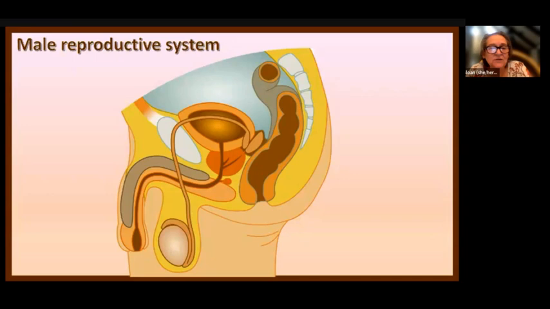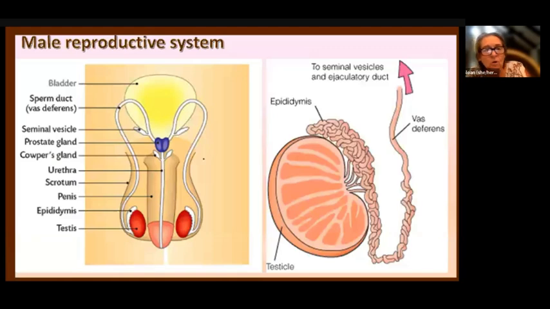There's muscles attached to the scrotum that can make it raise and lower, bring the testes closer to the body, or let it be more loose from the body to regulate the temperature. Because sperm doesn't want to be too hot or too cold, or the sperm won't be produced.